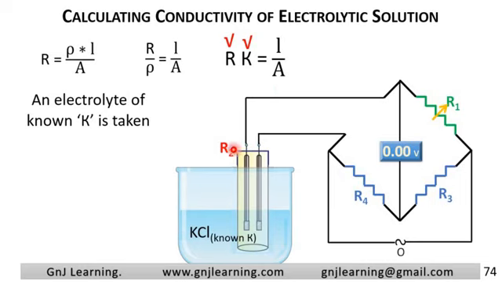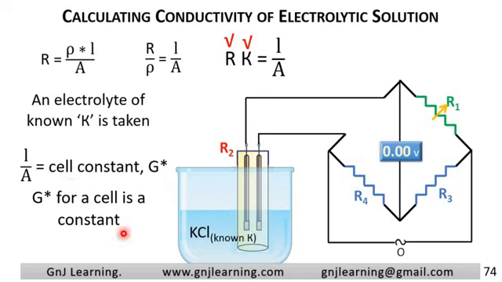For any cell, it is a constant, and it is called the cell constant. L by A is equal to the cell constant because it is a constant for a particular cell, denoted by the letter G star. G star for a cell is a constant. So instead of L by A, for a conductivity cell I can write G star. Therefore R into K is equal to G star.